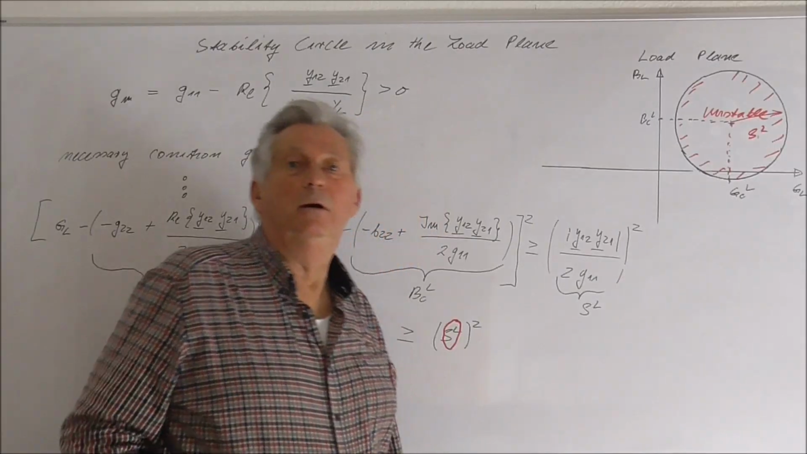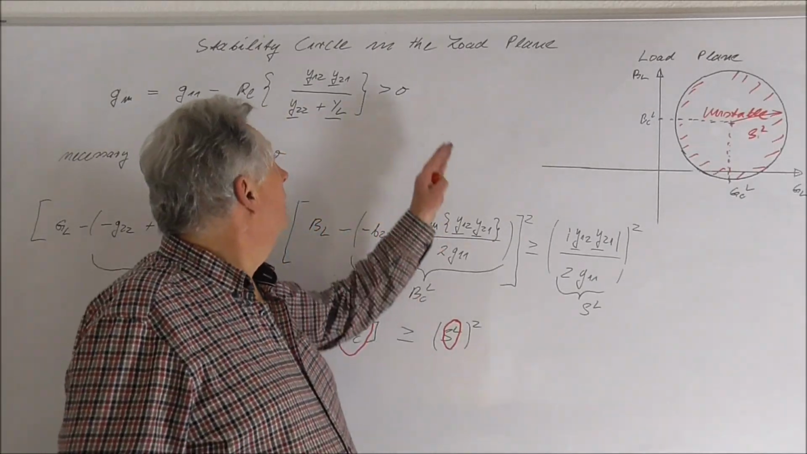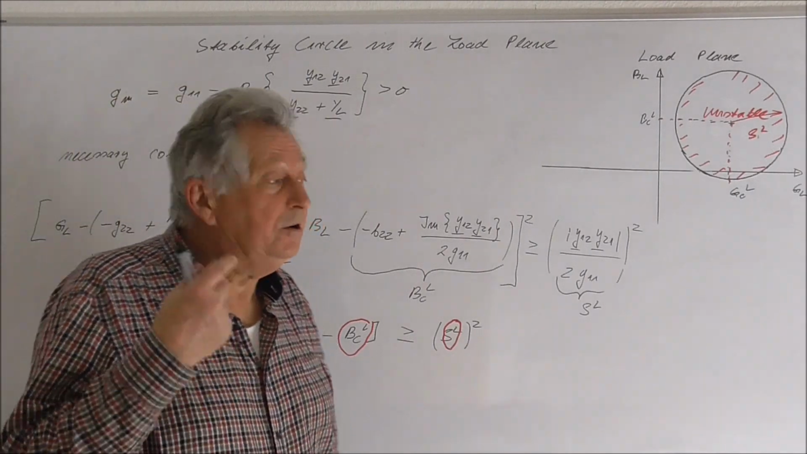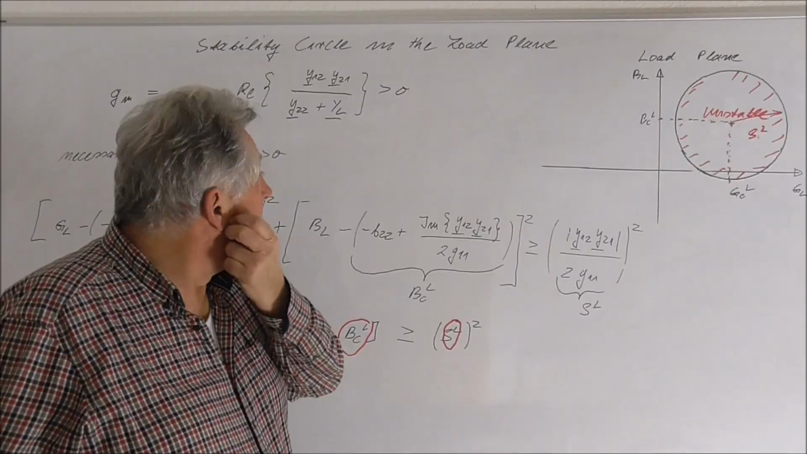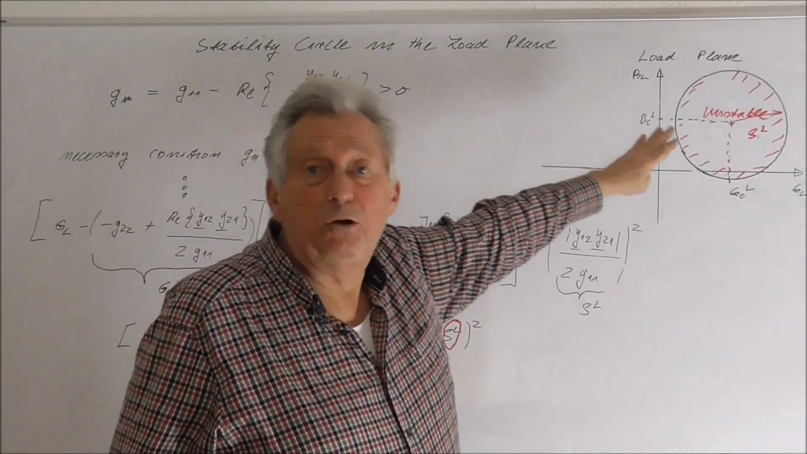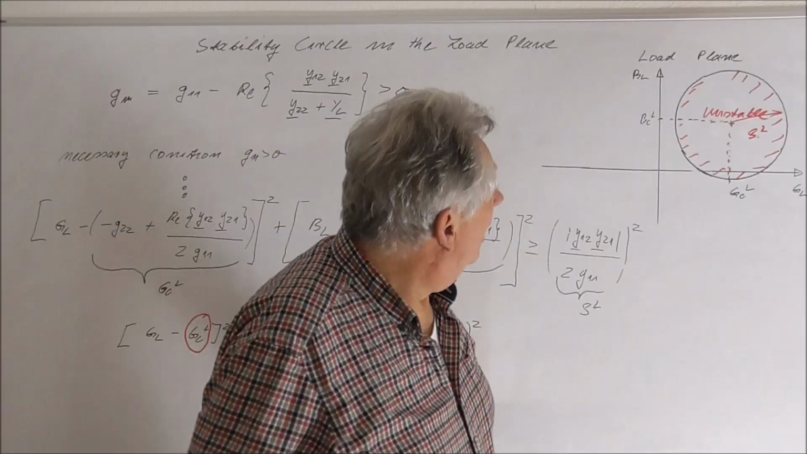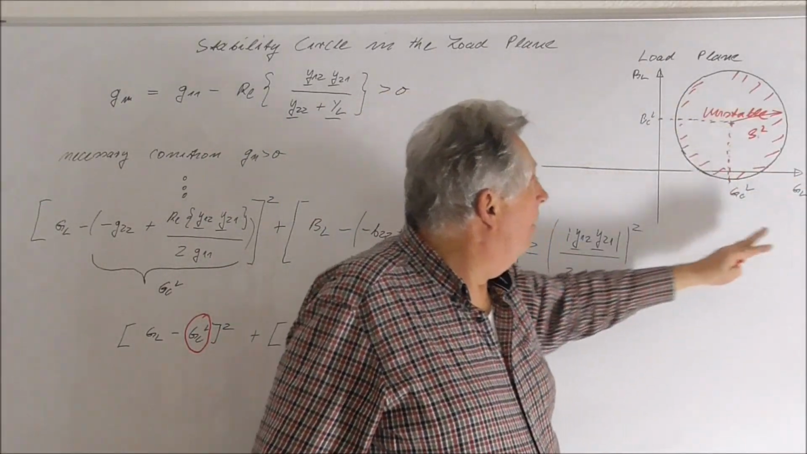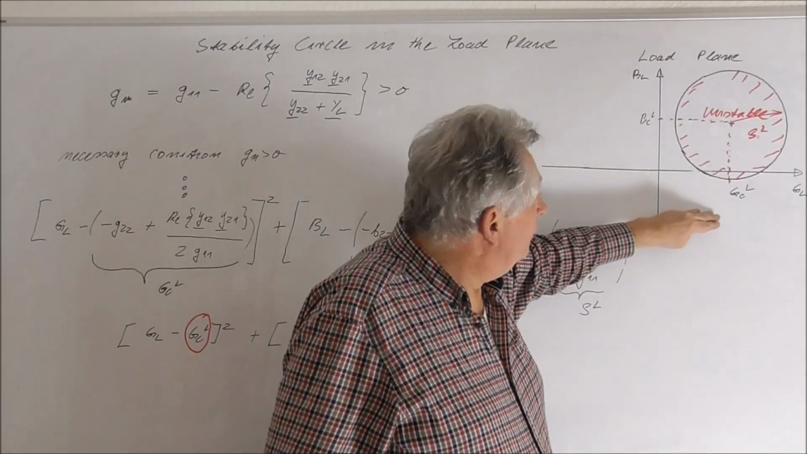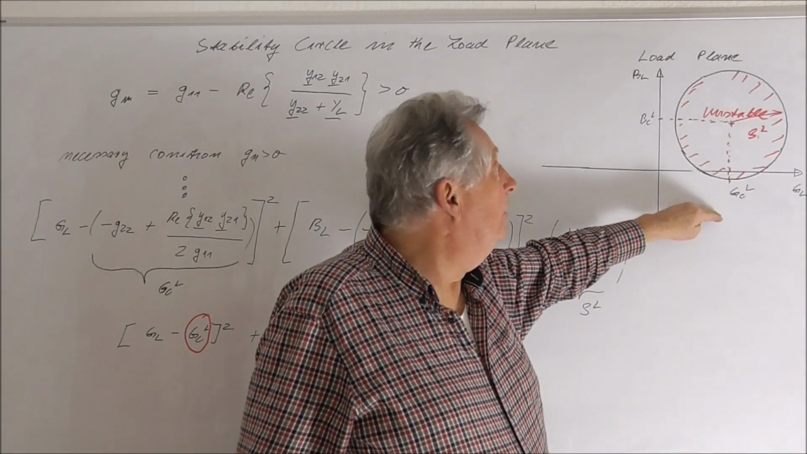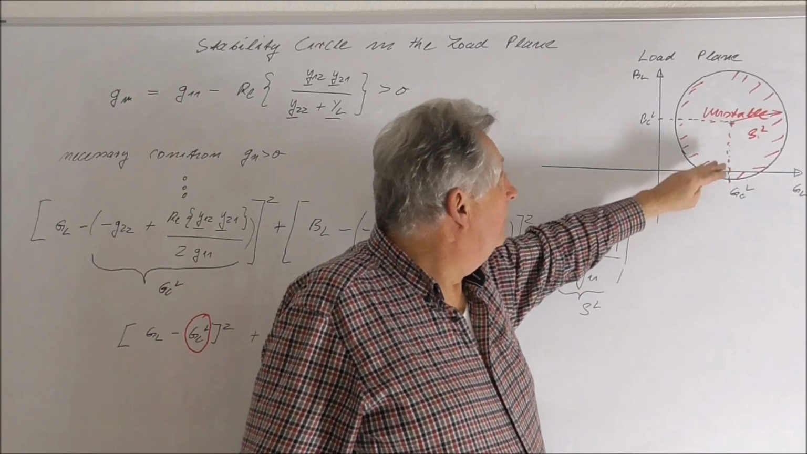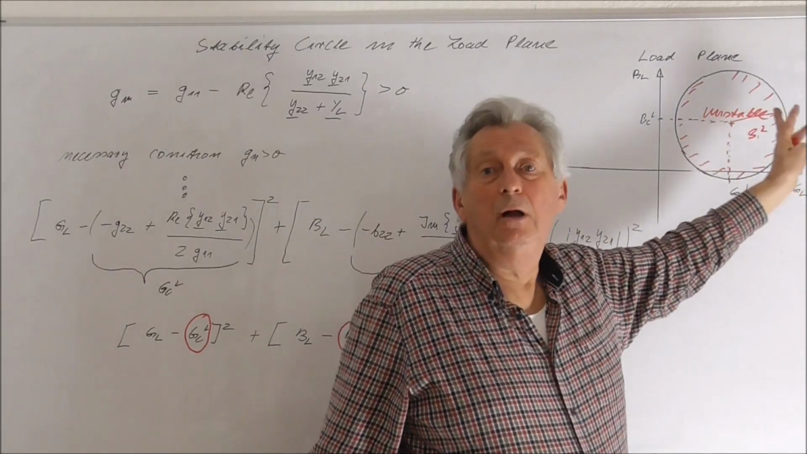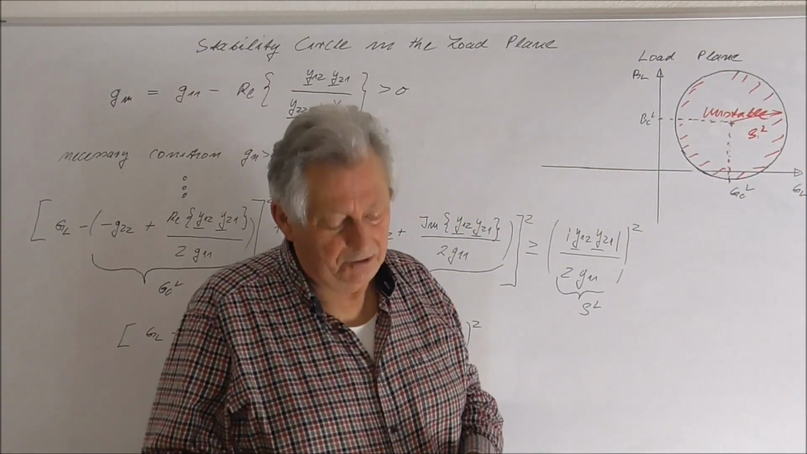To summarize, we found that the condition that the input conductance is positive leads us to the definition of a circle in the load plane, and as long as YL, which is a member of the load plane, is outside this circle, this will lead to a stable system, and as soon as the load admittance comes out of the circle, we end up in an unstable system.